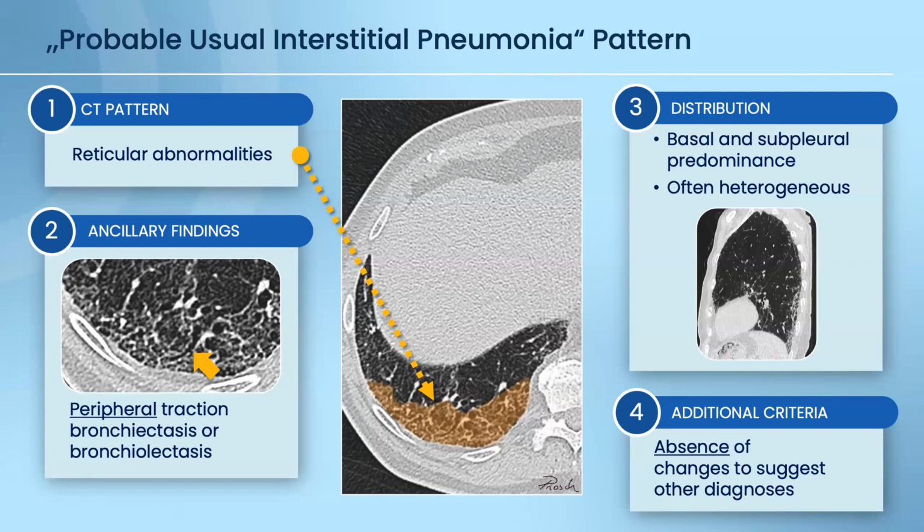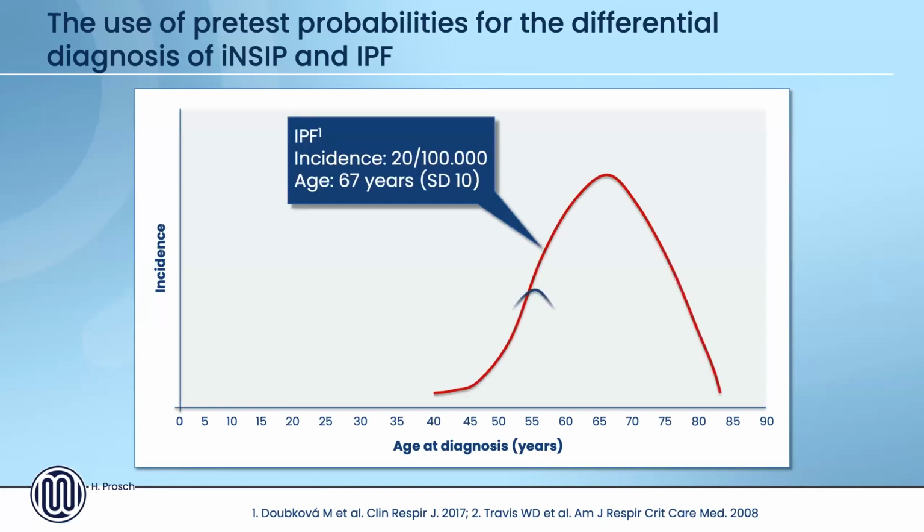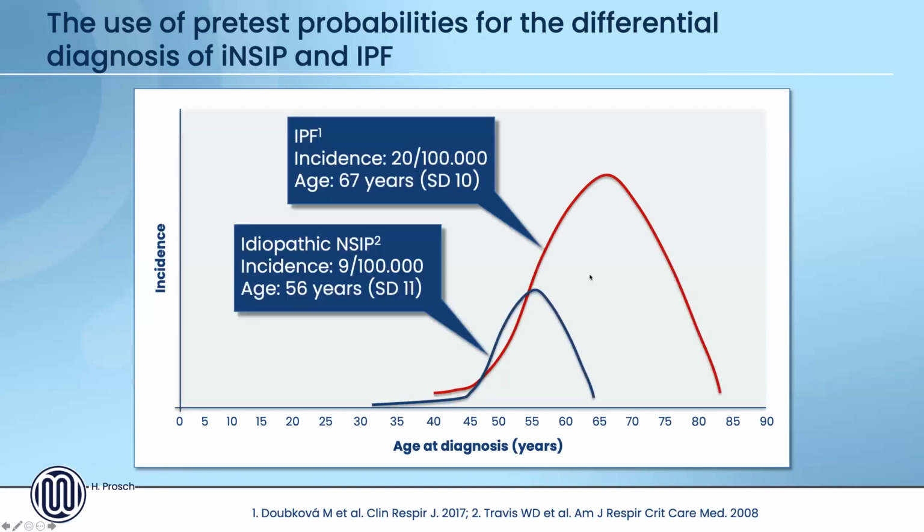And for this reason, in an idiopathic context, we look at the age distribution. If patients are older than 56 or so, the probability of IPF is super high and the probability of NSIP is pretty low. But in younger patients, there's an overlap of probabilities. And this is why for younger patients, we should go for a biopsy if there is no sign of a connective tissue disease. That has to be stressed again.